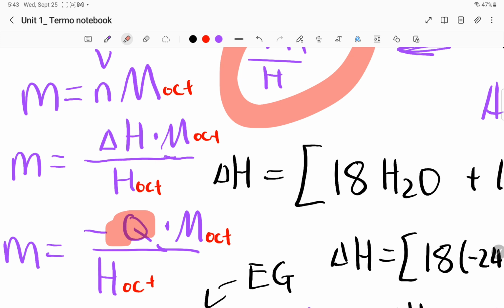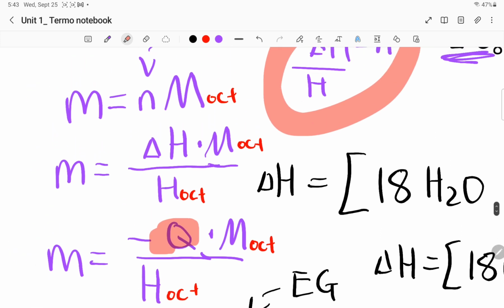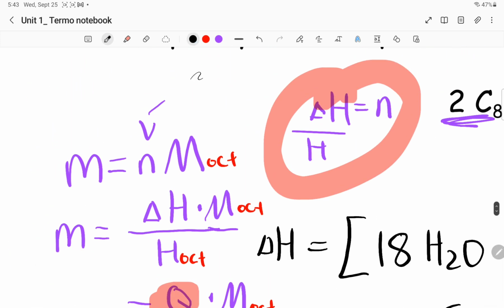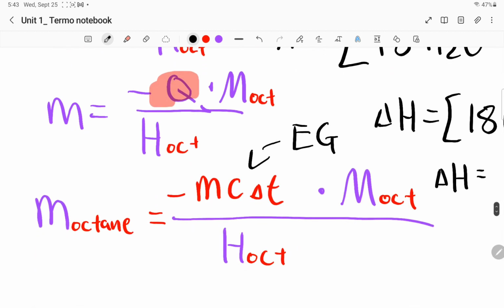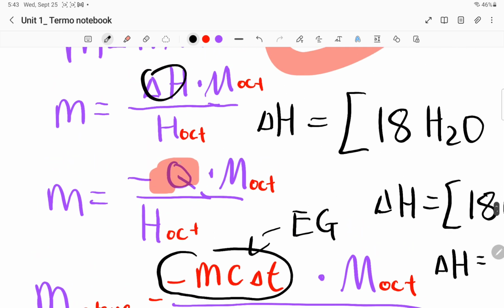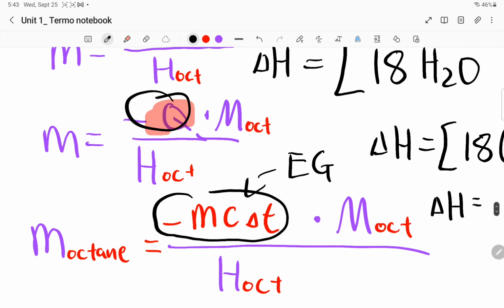Then we mentioned how delta H is equal to your negative Q, which also means it equals negative mc delta T, right? So over here, we swapped our delta H into negative Q, then into our negative mc delta T. So we got to this step.